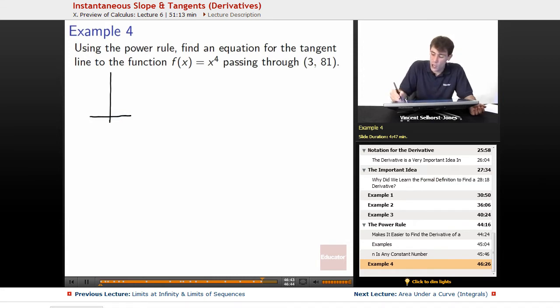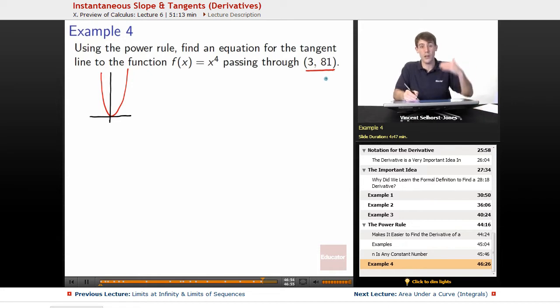X to the fourth shoots up really, really quickly, right? We shoot up massively, very, very quickly with x to the fourth. By the time we've made it to a horizontal x location of 3, we are spitting out an output of 81, right? 3 to the fourth is 9 times 9, which is 81. So we're at this very, very high point very, very quickly.